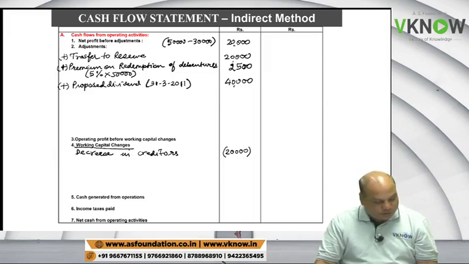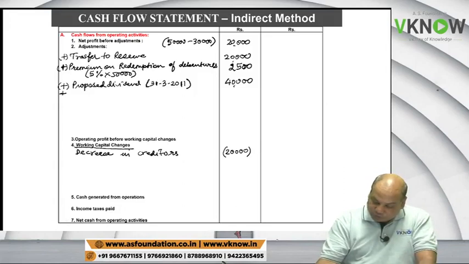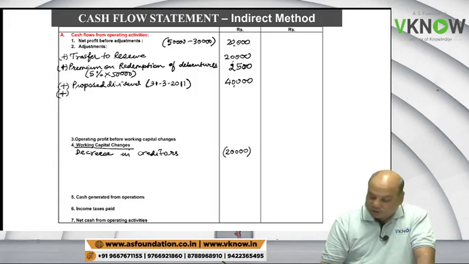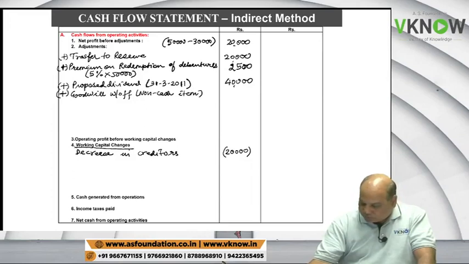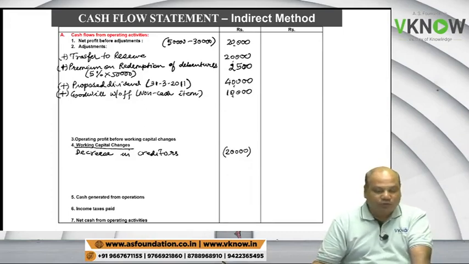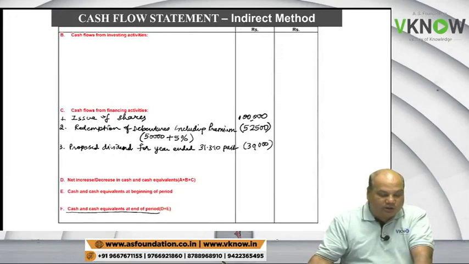Okay. Then come to asset side. First item is goodwill. Goodwill was 1 lakh, now it is 90,000. So goodwill written off in P&L account, non-cash item, add back. Goodwill written off, add back. Why? Non-cash item. And how much is the amount? The amount is 10,000. 1 lakh minus 90,000. If you have space, write down 1 lakh minus 90,000.